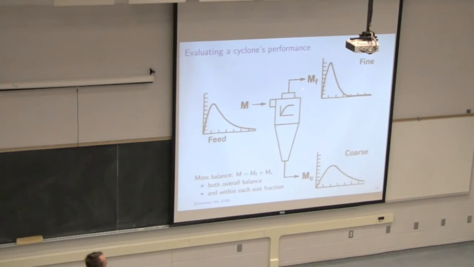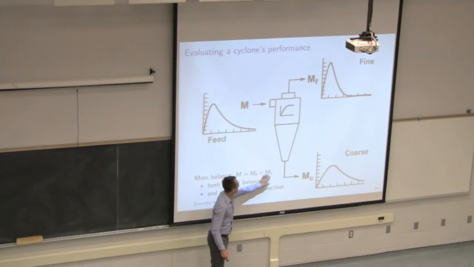The fine stream will then have a greater percentage of smaller particles, and almost no large, coarse, or large diameter particles. The coarse stream is the opposite. The coarse stream's mass plus the fine stream's mass flow rate equals the feed stream. So that overall mass balance in kilograms per second must hold.